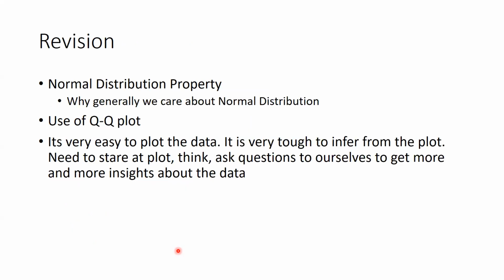And a basic revision, two or three points I want to share with you. The first is the normal distribution property. The normal distribution property says that the mean, median, and mode of the distribution or the data are equal. So we'll have the mean equal to mode equal to median. Then, this is a very important question you should ask yourself if you have not asked and got the answer: why do we generally care about normal distributions?